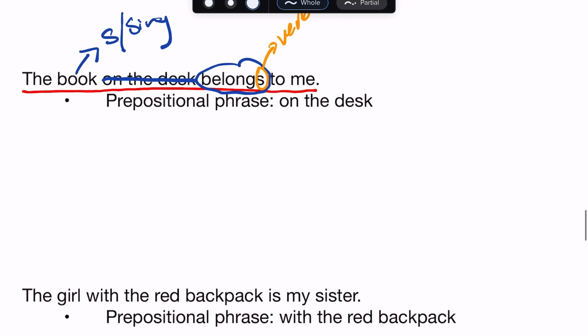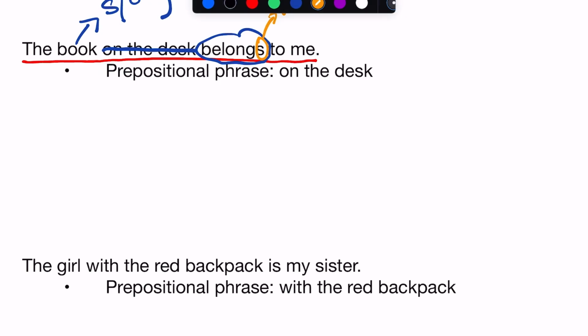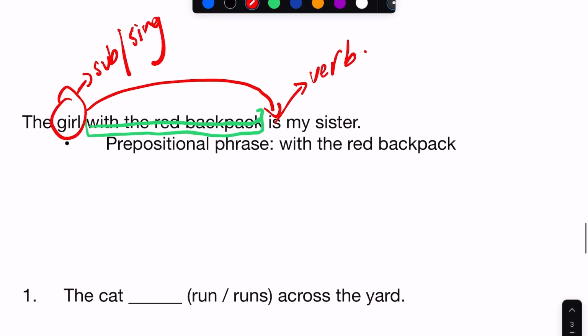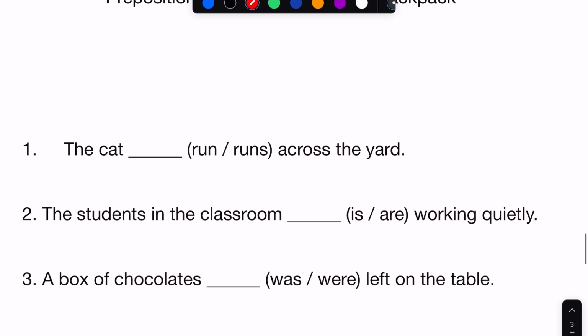Let's have a look at another example. The girl with the red backpack is my sister. The prepositional phrase is with the red backpack. We just ignore that. So the girl is the subject and it's singular, and therefore it matches with the verb is. Okay, I hope that makes sense. If you need more help, please reach out to me. Let's look at some examples. Maybe pause the video here and see if you can figure out the answers.